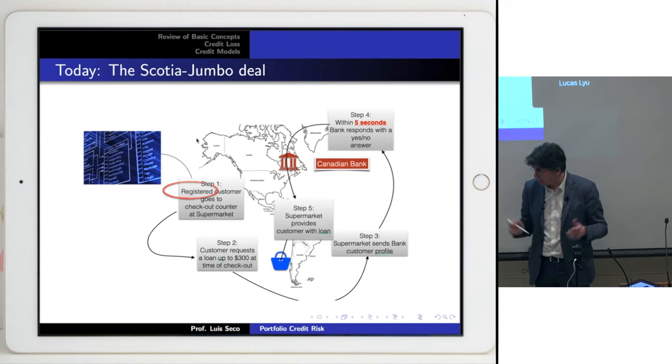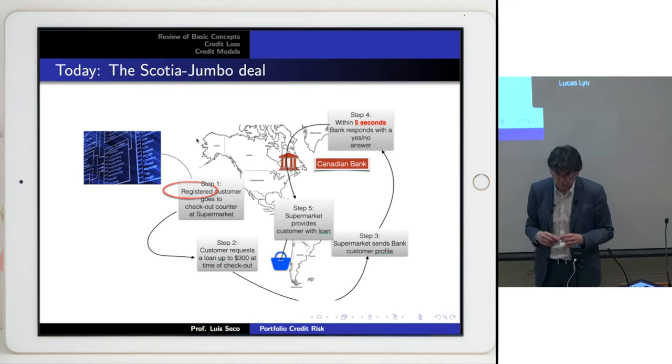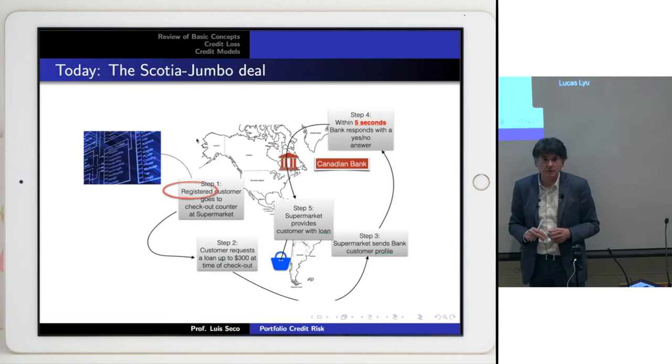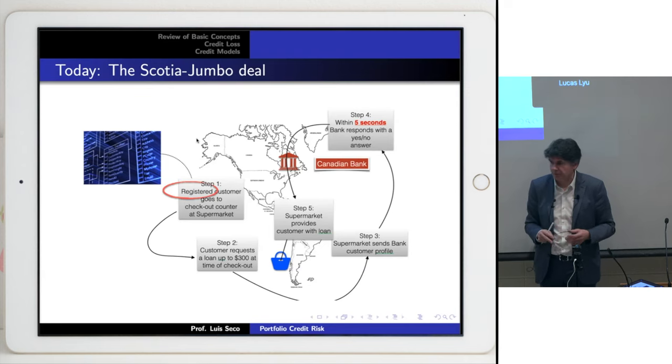2007, I don't know. It's a very famous deal from Scotiabank and a supermarket in Chile. Jumbo was the name of the supermarket. Scotiabank, as you probably know, is a very big bank. They have a lot of business in Chile and in Colombia and in Peru and in Mexico. These are the four countries outside Canada where they have a lot of business.